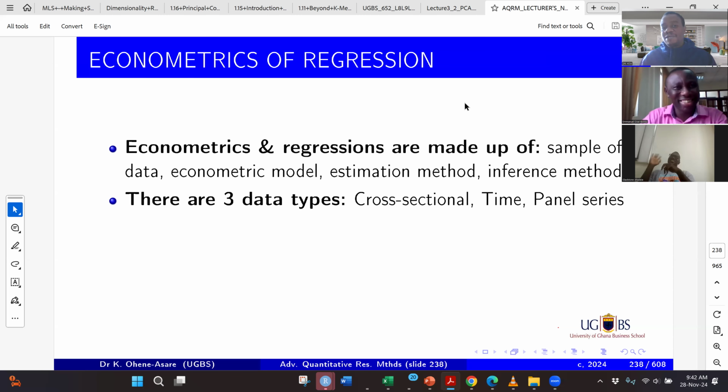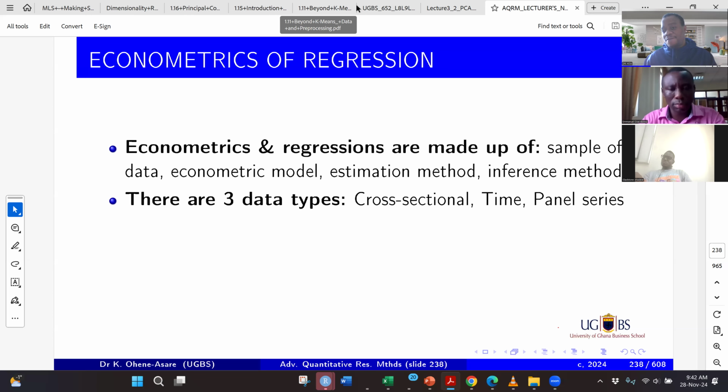There are three types of econometrics: cross-sectional, time series, and panel data. Cross-sectional means that you consider observations at one point in time. Let's say you want to consider the GDP of all the countries in Africa, and you want to see the individual impact of consumption, investment, government spending, and net export on GDP, but you collected the sample in one year. That is cross-sectional.